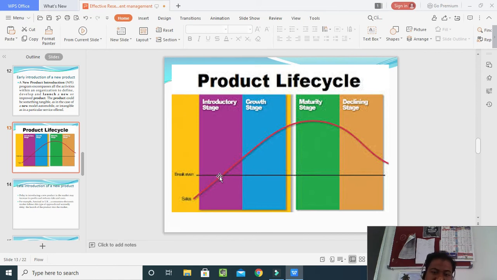If you see this, this is the introduction stage. In the introduction stage we have two: one is the early introduction, another one is the late introduction. This is divided into two parts. So what is the importance of early? When we are going to launch, it defines how the product is, what things can be developed and what things can be launched.